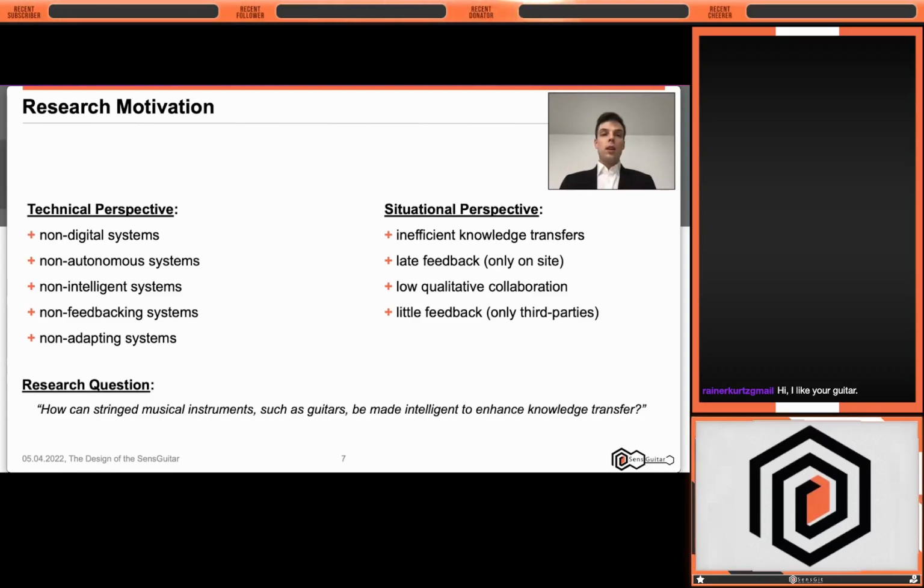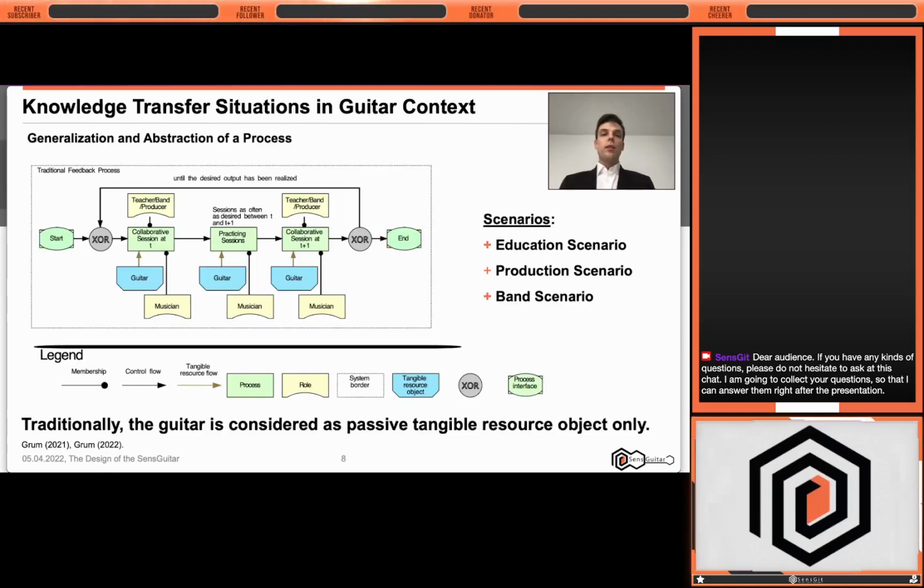However, the research question was the following. How can stringed musical instruments, such as guitars, be made intelligent to enhance knowledge transfer? Further, in the last session, we tackled the generalization and abstraction of a guitar process. Our interim conclusion was that the traditional guitar is considered a passive tangible resource object only. It's indicated in blue here. At least this accounts for the 3 scenarios addressed and the standard electric guitar considered. Please get detailed information about this from the last session.